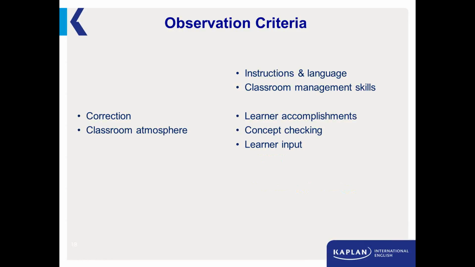So I chose these ones as ones for you all to focus on while you're watching the lesson. So by correction, I mean error feedback, that kind of thing. I think the rest is pretty self-explanatory. Instructions, we mean the setup of tasks, and language is the teacher language. So are they grading their language, that kind of thing. And learner input in the pro forma is explained as maximizing learner participation. You can also think about the balance of student to student interaction with teacher to student interaction.